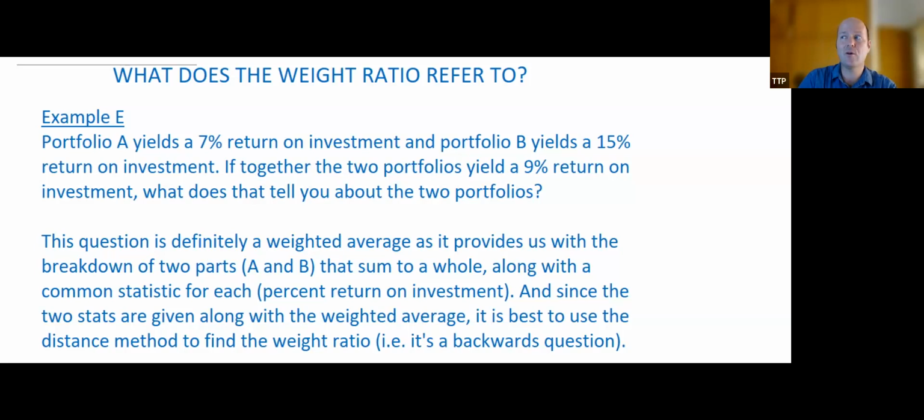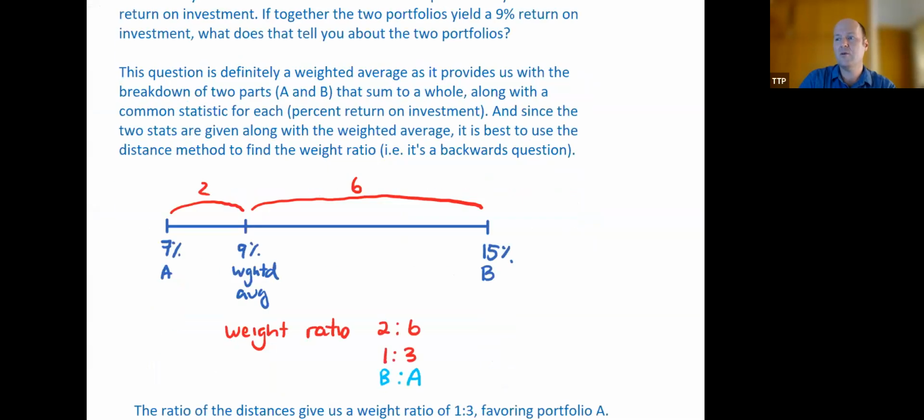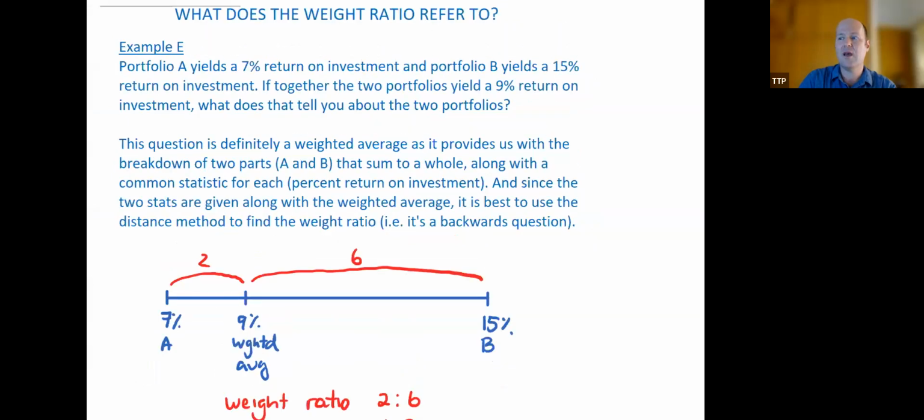Because it's a backwards weighted average question, it gives us the weighted average. The 9 is the weighted average. It's best to use the number line method. So we use 9 in between 7 and 15. It gives us a ratio of distances of 2 and 6, which when reduced, of course, would be 1 to 3. And I showed you really quickly, but I made it disappear.